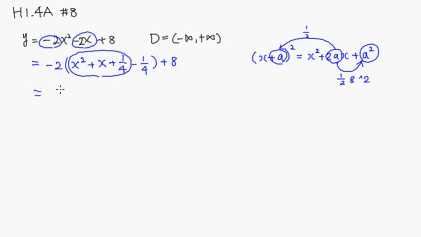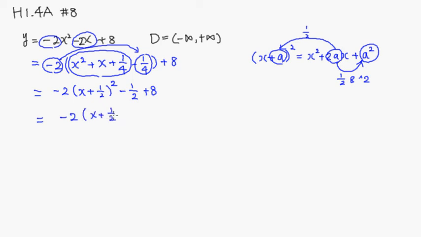So we have negative 2 times x plus 1/2, squared. This is exactly the same thing as those three terms up there. Then you have a minus 1/4 here, so we have to distribute the negative 2 to the negative 1/4, and we get negative 1/2. Then you have plus 8 right here. By cleaning up, you have negative 2 times the quantity x plus 1/2, squared. Then 8 is the same thing as 16 over 2, so it's going to be plus 15 over 2.